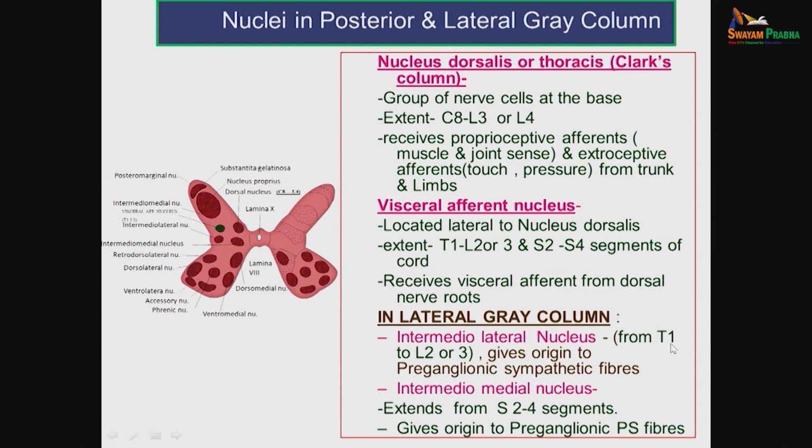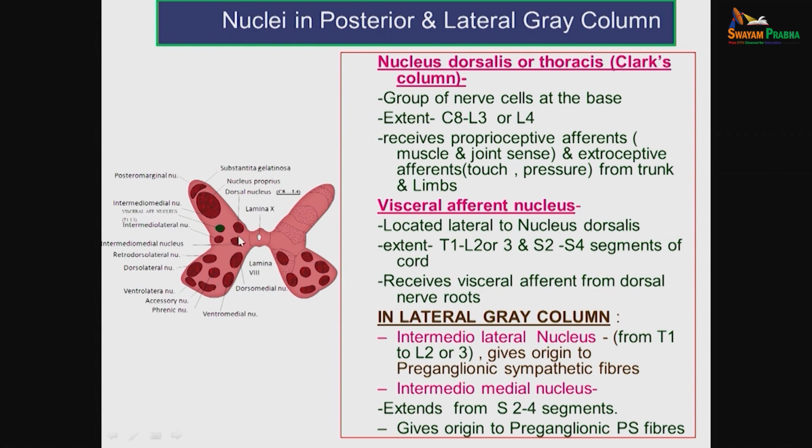So, in the entire thoracic segment of the cord, you have a lateral grey horn, and also till L2 or L3 segments you have a lateral grey horn. That corresponds to the intermediolateral nucleus. The axons arising from this are going to form the preganglionic sympathetic fibers. So, that is intermediolateral. Intermediomedial nucleus is present in S2 to S4 segments of the cord.